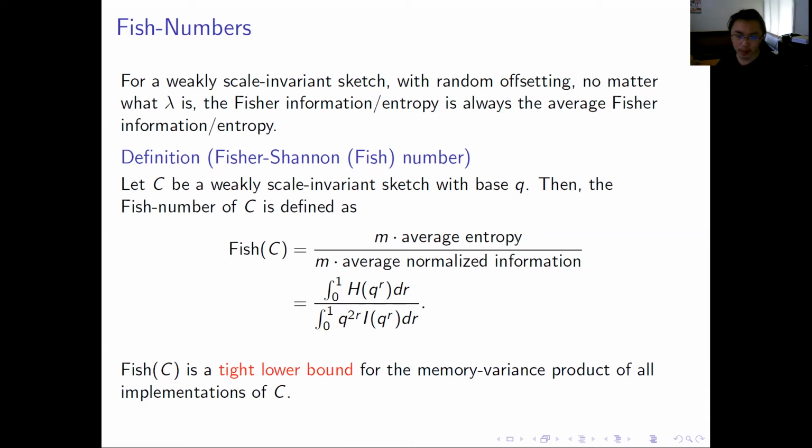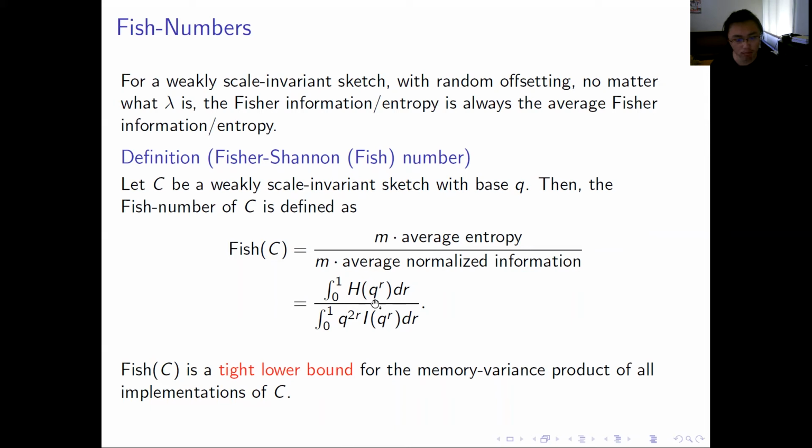So note, what does it mean? The Fish number is just a measure of a sketch itself, which does not depend on how you implement it, how you store the sketch, and what estimator you use based on the sketch. So it means it's a tight lower bound on the memory variance product of all implementations of C.